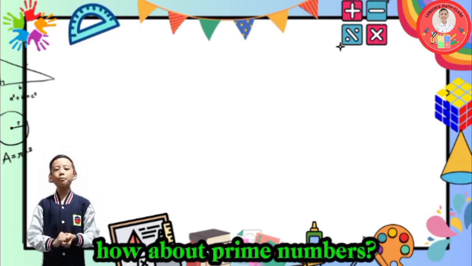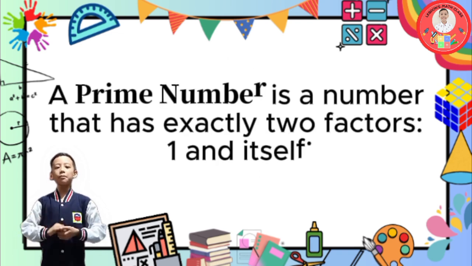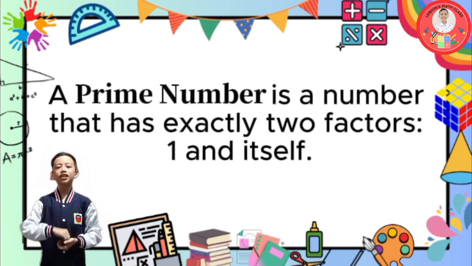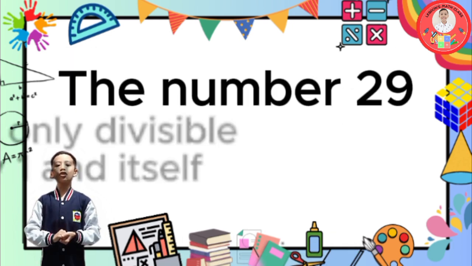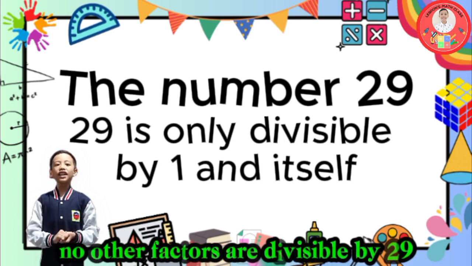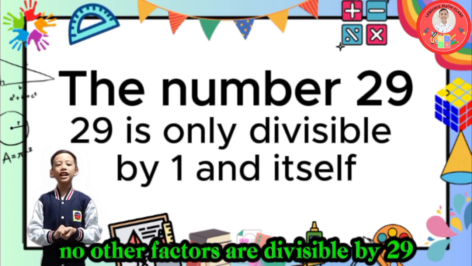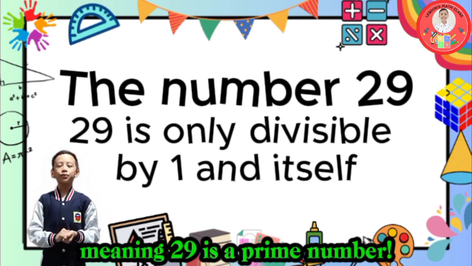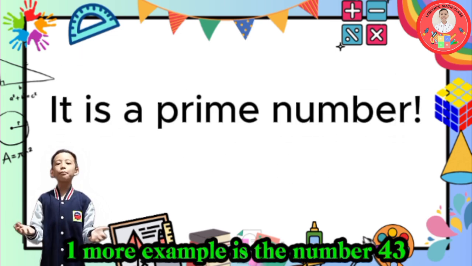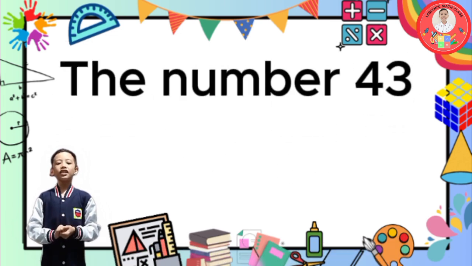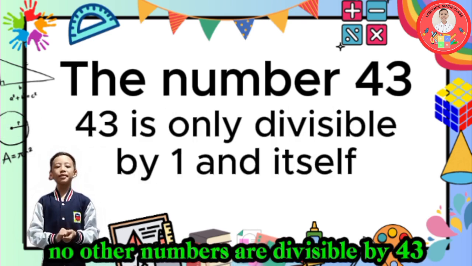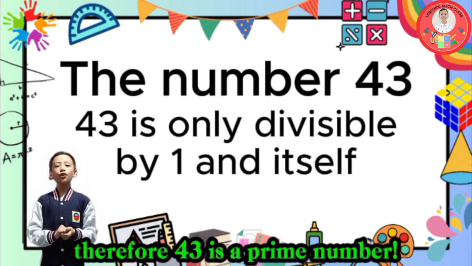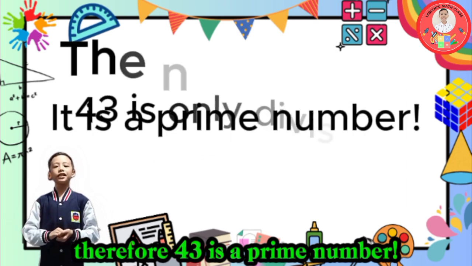How about prime numbers? A prime number is a number that has exactly 2 factors, 1 and itself. Example, the number 29. 29 is only divisible by 1 and itself. No other factors are divisible by 29, meaning 29 is a prime number. One more example is the number 43. Its only factors are 1 and 43. No other numbers are divisible by 43. Therefore, 43 is a prime number.